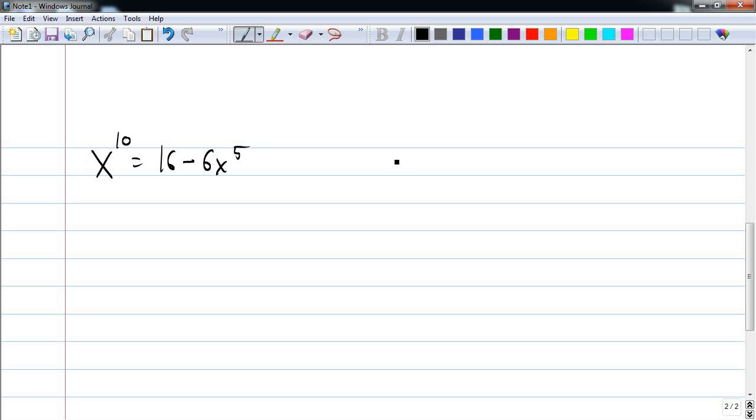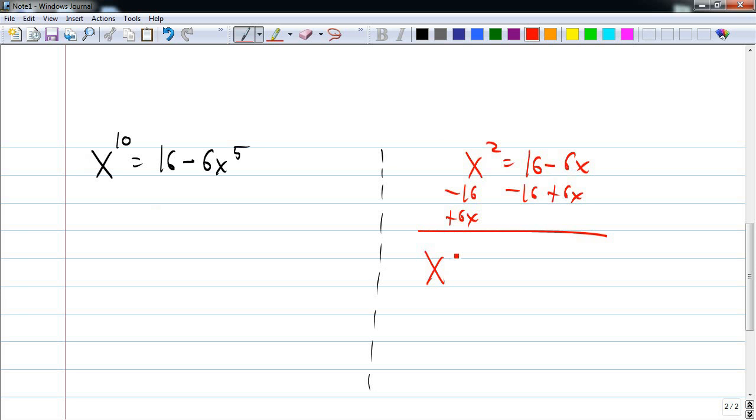Let's put this on hold for a second and look at a different problem. Let's look at x squared equals 16 minus 6x. Okay? This is clearly quadratic. And because it's clearly quadratic, I can solve it like a quadratic. I move everything to one side.